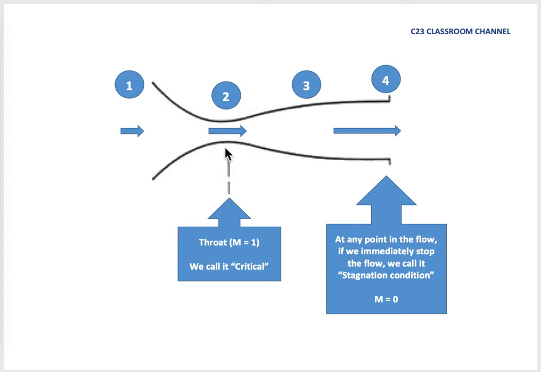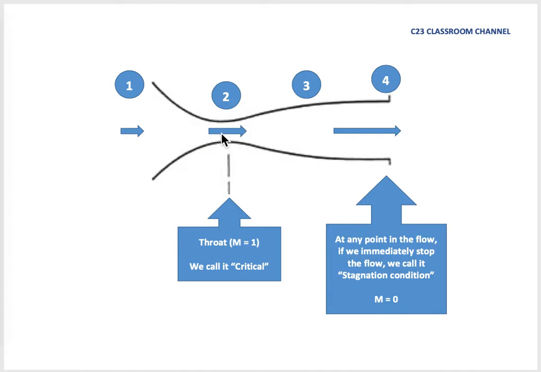So we can say that in throat here, the Mach number will equal to 1, and we call this a critical condition. So means that if in your question they ask you to find what is the value in critical area and so on and so forth, you could imagine that that area is at throat and the Mach number is equal to 1. So please remember these terms.